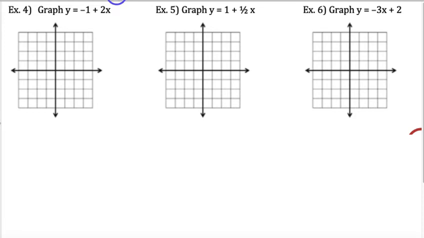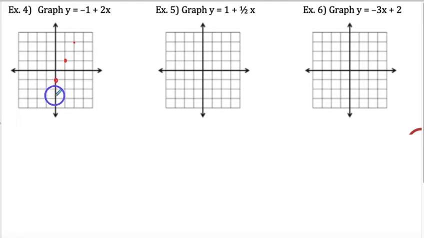On example 4, we have all 4 quadrants that we're graphing in. We'll notice that our starting point is at -1, and our slope in this problem is 2 over 1. So we have a positive slope of 2 over 1. So I'm going to go up and to the right. I also want to get a couple more points down here in the third quadrant.